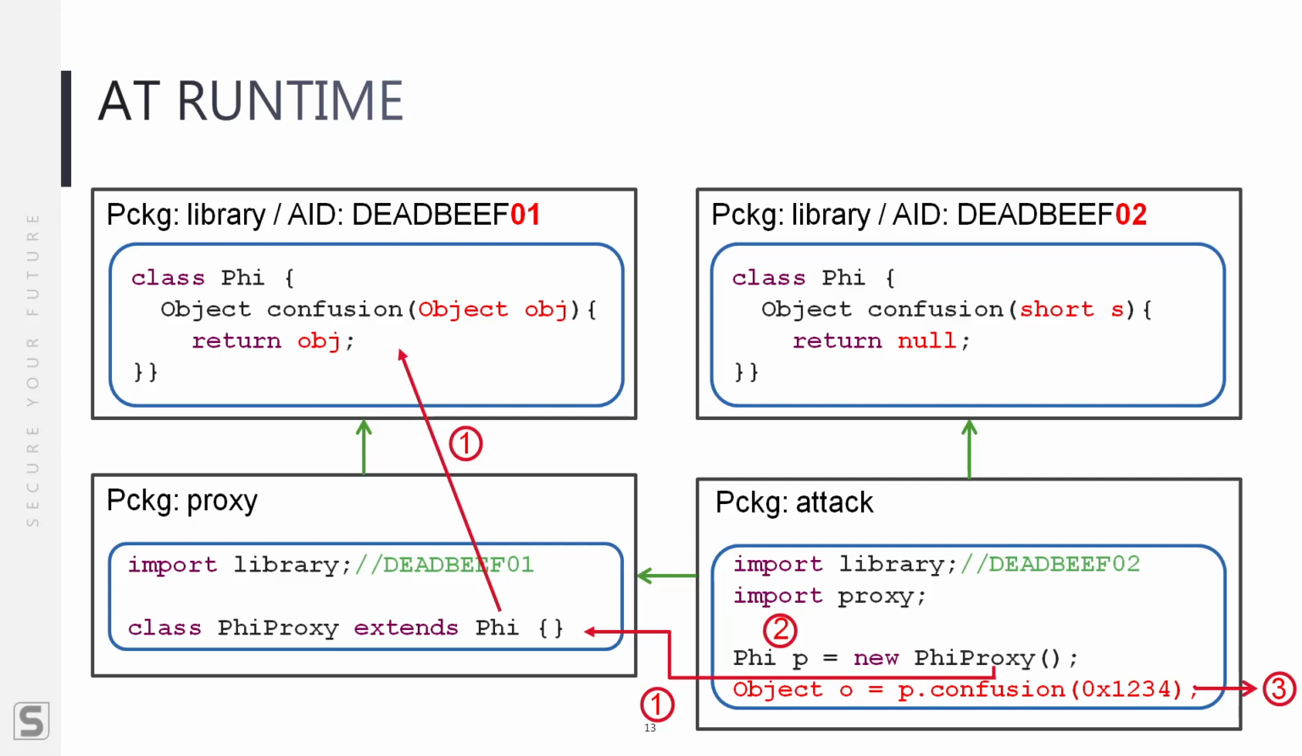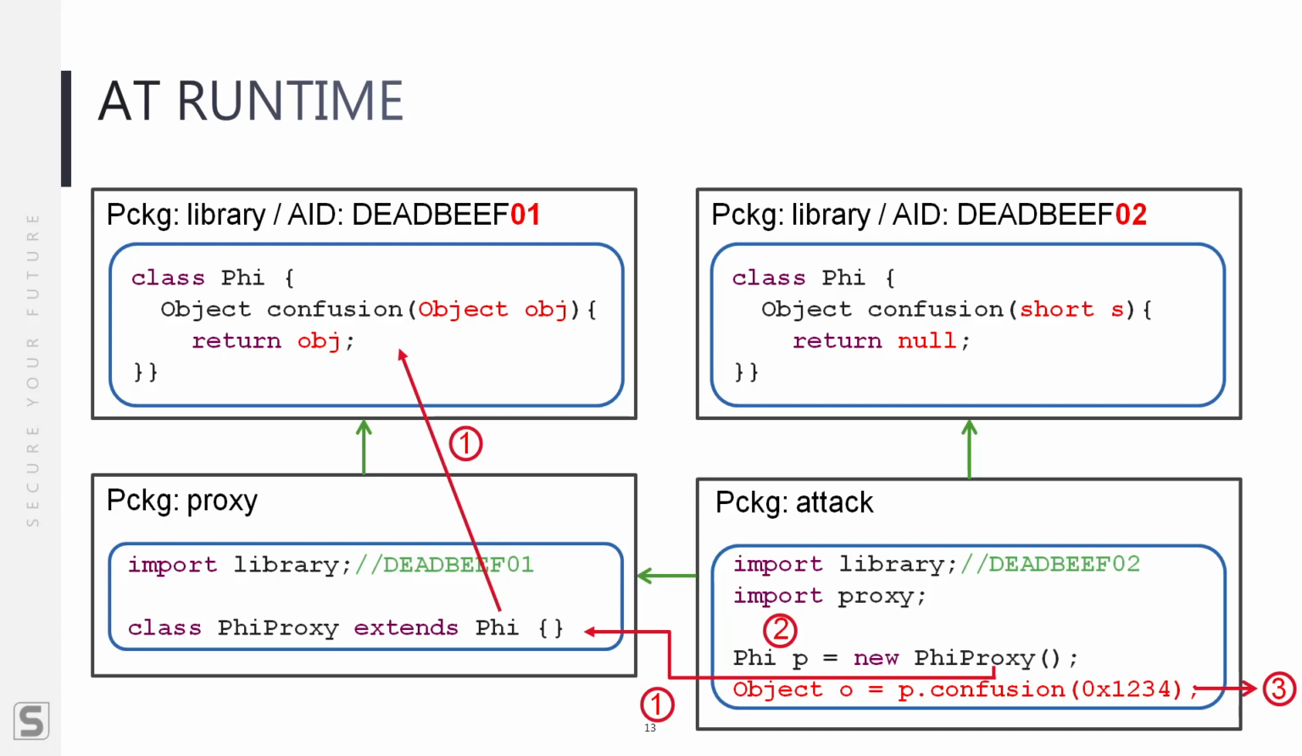Then, when storing the reference in variable p, the virtual machine does not perform supplementary checks, as this is an implicit cast which has been already verified by the BCV. Therefore, the storage is performed with a simple store bytecode. And finally, when the confusion method is called, the virtual machine actually executes the method from package library with deadbeef01 AID, as the instance actually inherits from the class of this package.